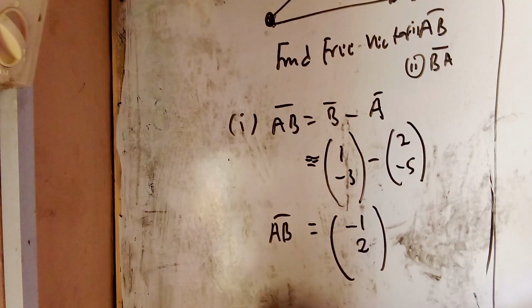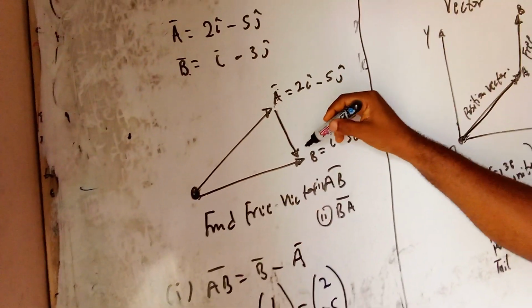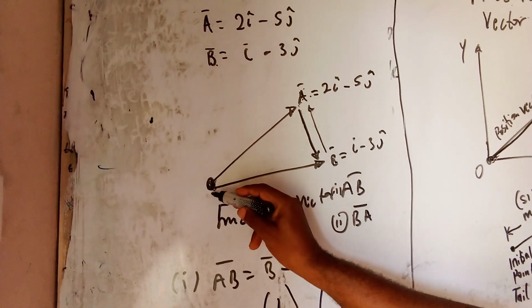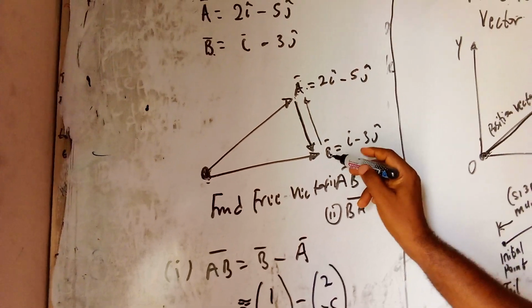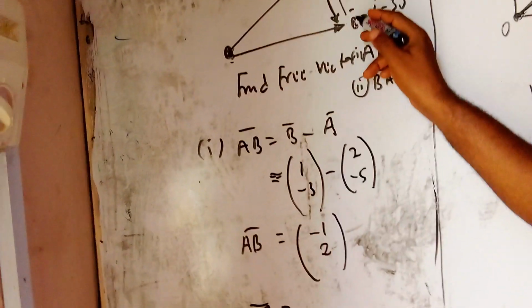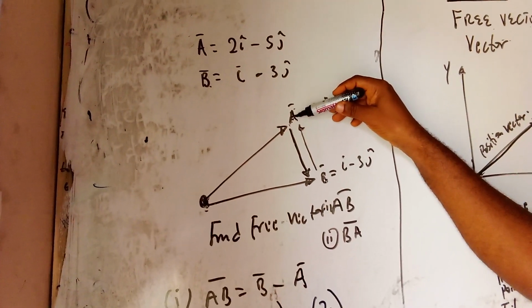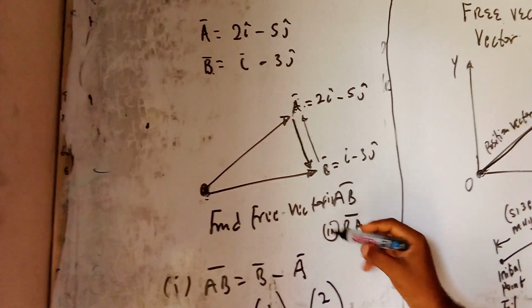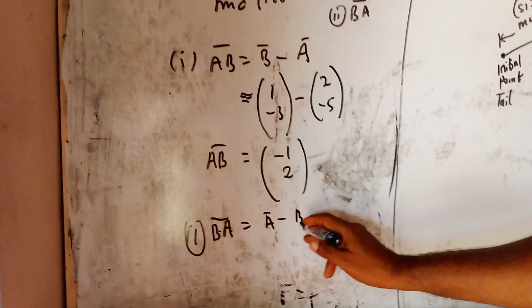Then the second one says we should find the free vector BA. That means we need to move from B to A, that is from this B back to this A. So to move from B to A, we move against the arrow for OB and then along the same arrow with A. So that means vector B will be negative while vector A will be positive. The reason is this: I'm moving from B to A. It's like moving against this direction and moving along this direction. So it's going to be vector A minus vector B.